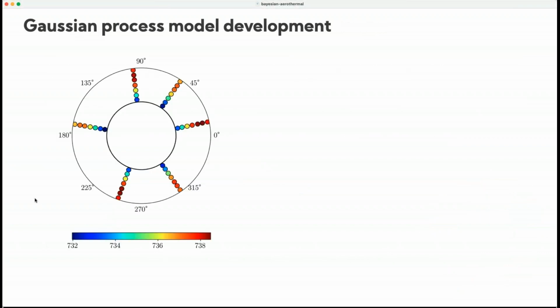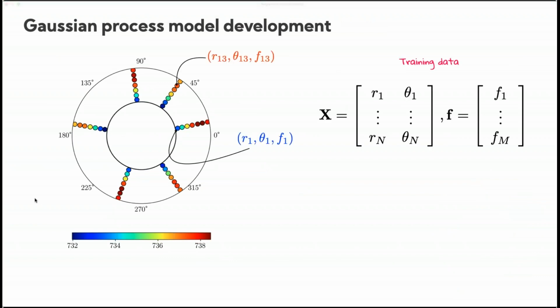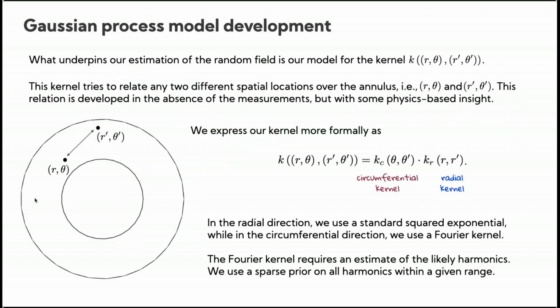Okay, so here's what we have. We have some measurements, as you see over there. And in the same fashion as before, we set up our training data. So we have our x's, which is basically a matrix of the r and theta values associated with these measurements. And then the f's correspond, in this case, to the temperature values that we're getting from the different sensors.